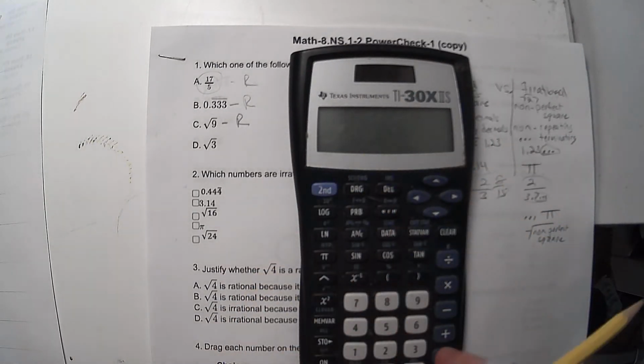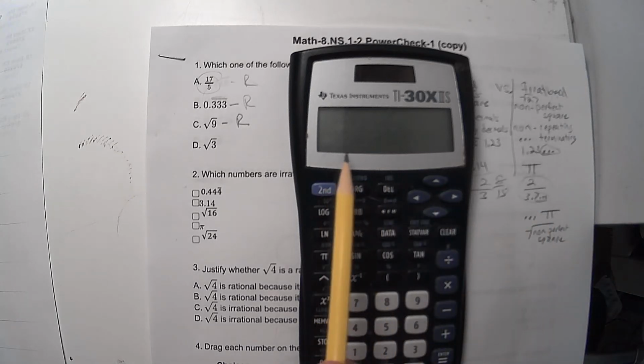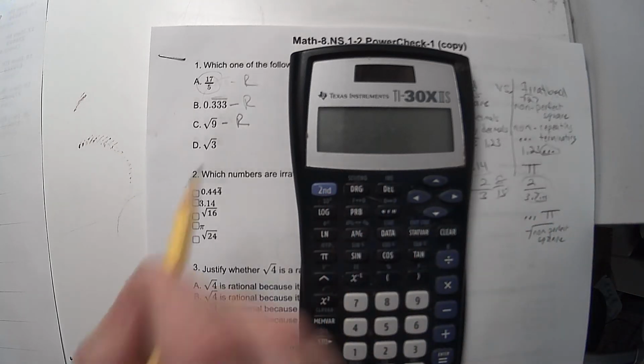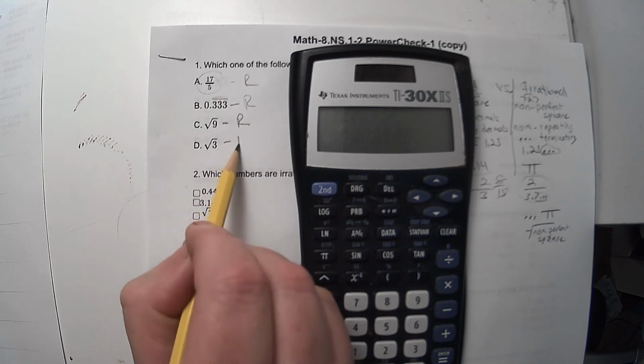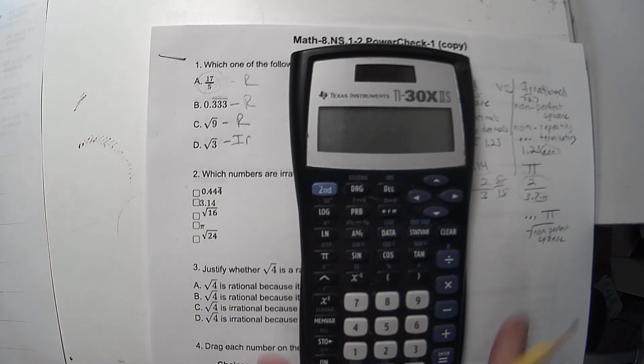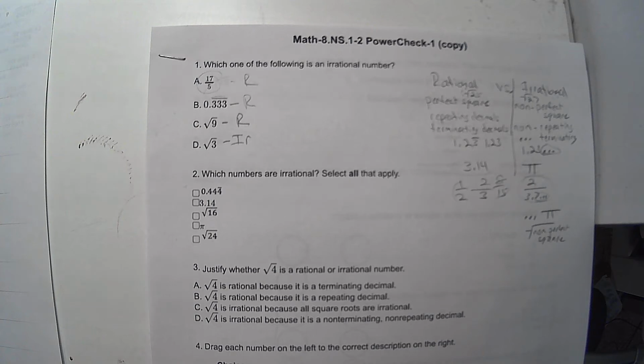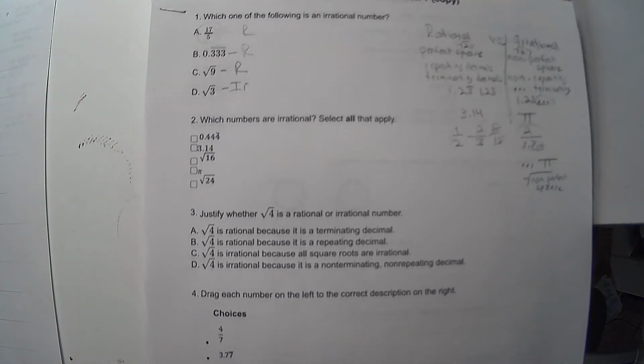Second x squared 3, enter. That's going to give us 1.732. So because this one comes up with a decimal, that means it's not a perfect square. That means it is going to be irrational. Okay. All right, let's slide up and look at number 4 real quick.